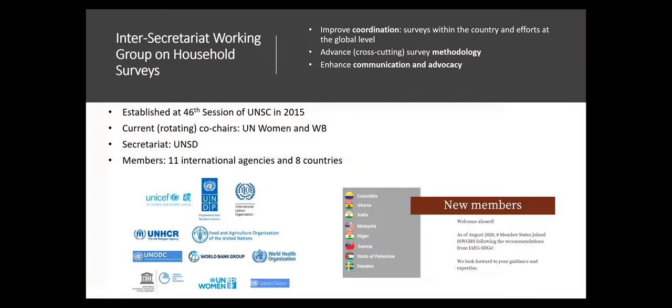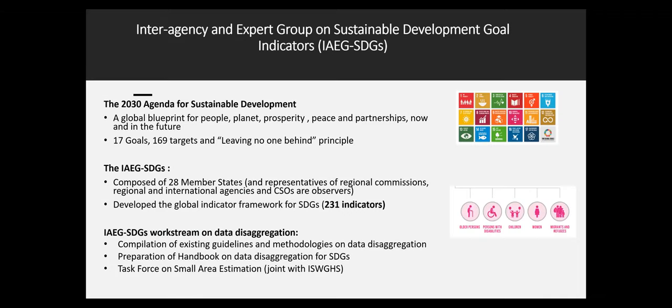So Francesca already elaborated a lot about our work, just saying that right now our group, the Intersecretariat Working Group on Household Surveys, has 11 international agencies and 8 countries, and we were established in 2015. So this work is pretty much related to our work on advancing survey methodology. It's one of our key objectives. Yes, also very much related to the work of the IAEG-SDGs, and especially on data disaggregation. So it's a really great effort that we're putting together to help countries.